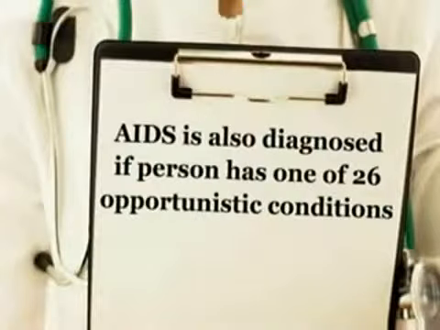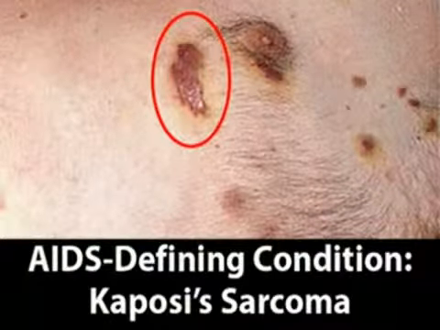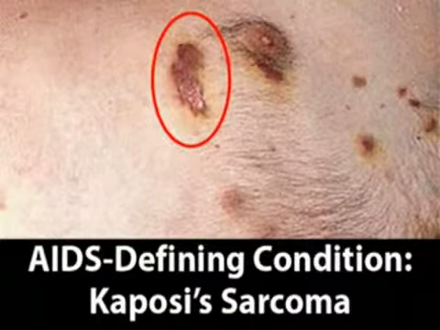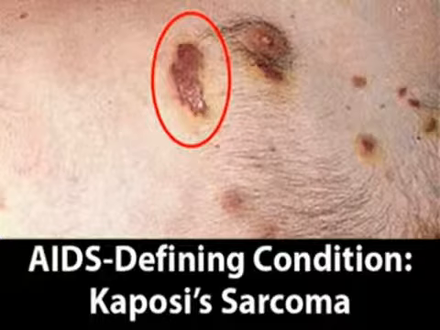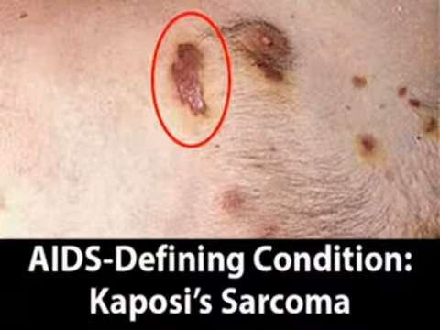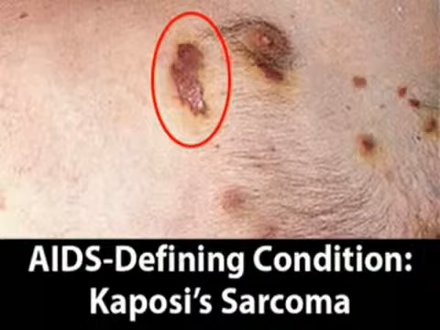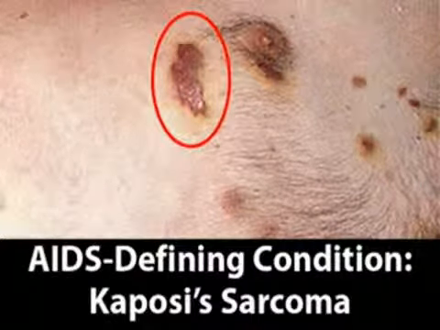Even if a person doesn't have a low CD4 count, they are still classified as having AIDS if they contract any one of 26 opportunistic conditions. These are a group of illnesses that don't generally occur in people with functioning immune systems, but do show up in AIDS patients. Two of these are cancers. One, Kaposi sarcoma, results from a tumor in the blood vessel walls and appears as disfiguring pink or purple lesions on the skin and mouth.